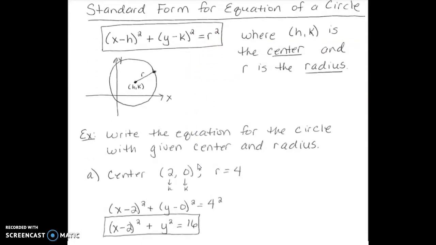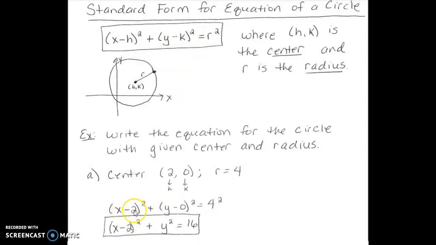So let's look at a couple of examples. Write the equation for the circle with given center and radius. So part A says the center is the ordered pair (2, 0). So that means 2 is the h and 0 would be the k. And the radius value is 4. So we're just going to substitute in up to our standard form.